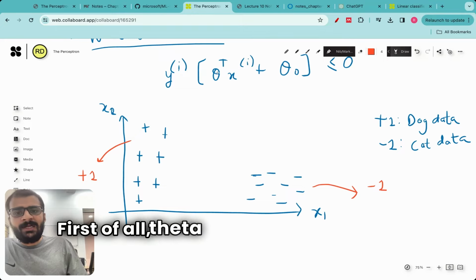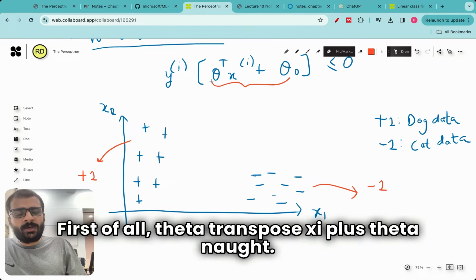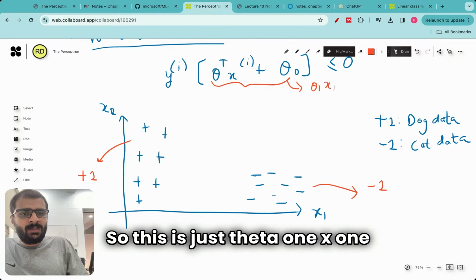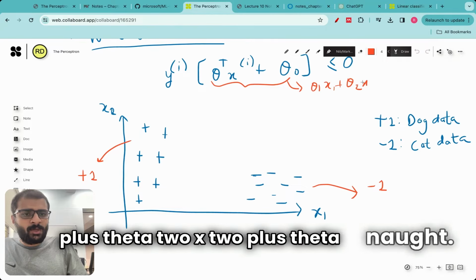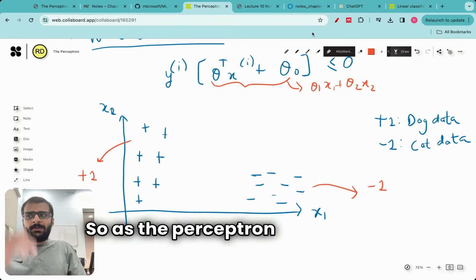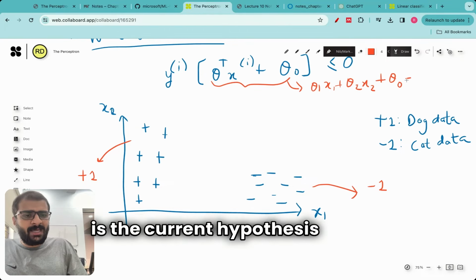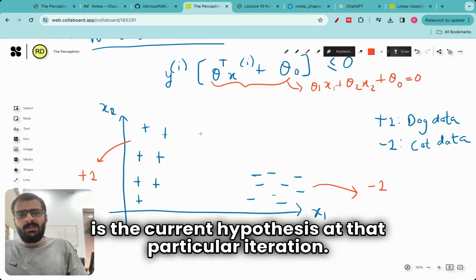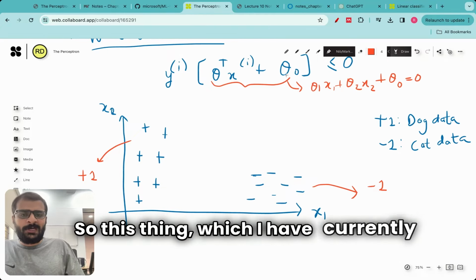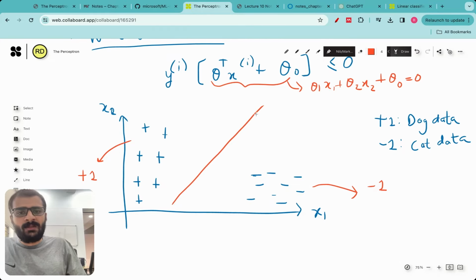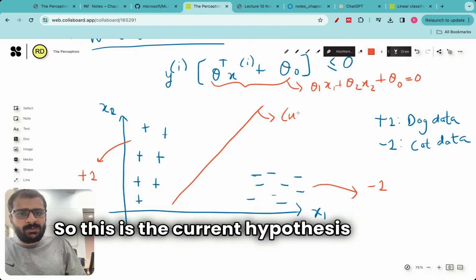First of all, theta transpose xi plus theta naught, that is the current hypothesis, right? This is just theta 1 x1 plus theta 2 x2 plus theta naught. As the perceptron algorithm is running, this is the current hypothesis at that particular iteration. So this thing which I have currently marked as orange, maybe it's the current hypothesis.